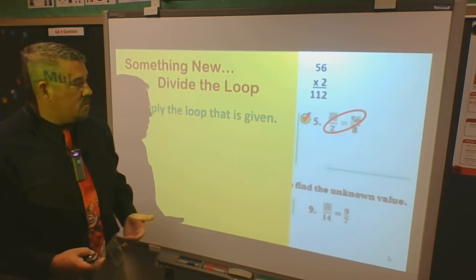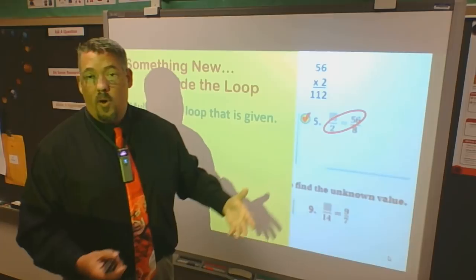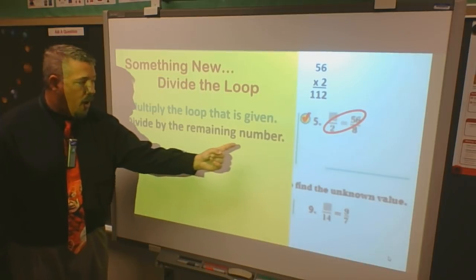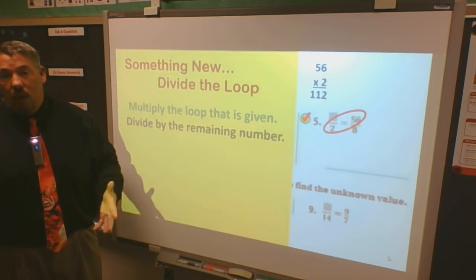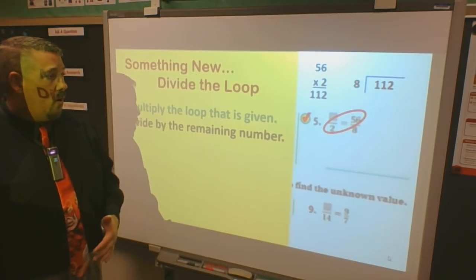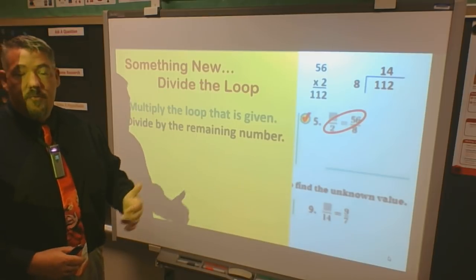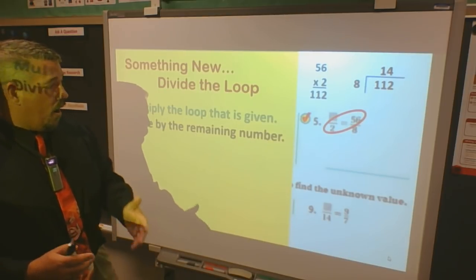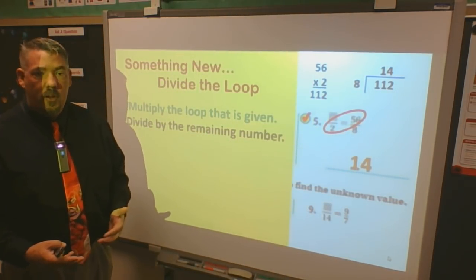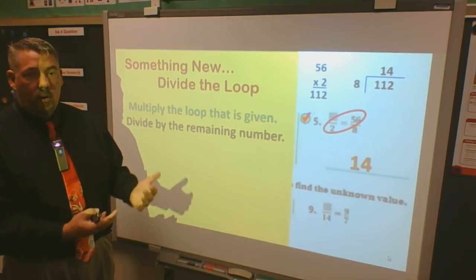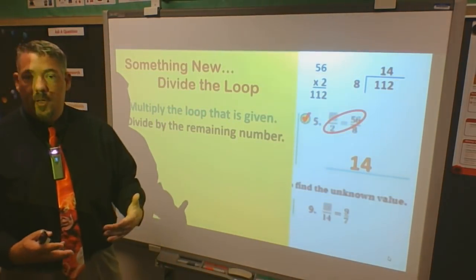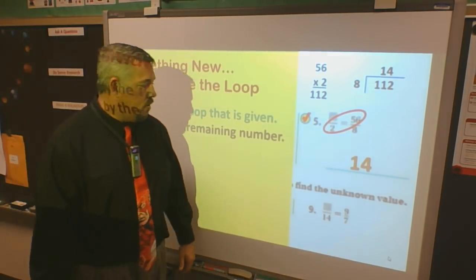Then what I would do is I would simply divide by whatever's left. Whatever's left in this case is an 8. So I would take my 112 and I divide by the remaining number that's there out of the 3. So 112 divided by the 8 then, 8 goes into 112. If I take my calculator, it tells me 14 times. So my missing box has to be equal to 14. It's just a different way of doing it. Instead of reducing my fraction or getting down to my unit rate and then multiplying, I just take the two that are there, I loop them, multiply, and then I divide by what's left.